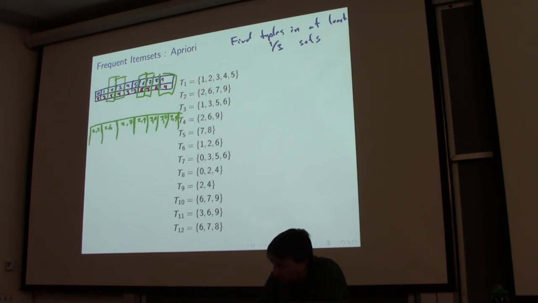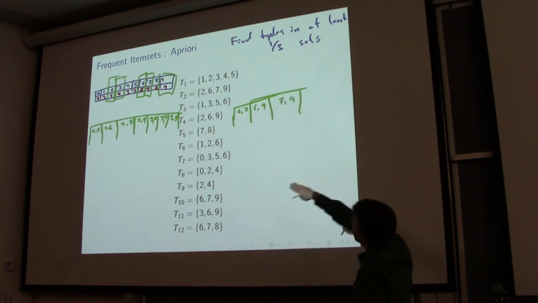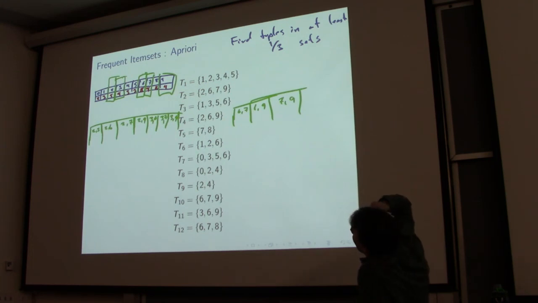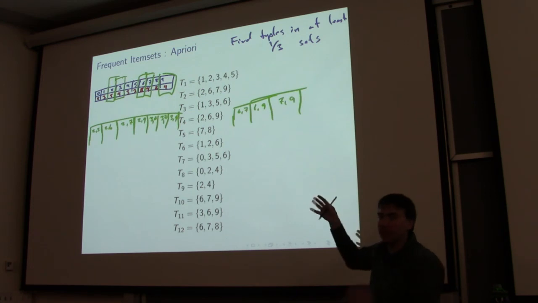Okay, there's not enough space. Let's go over here. 6 and 7, 6 and 9, and 7 and 9. Okay, so now I have to keep track of 10 different things, which is the same number I had to keep track of before.